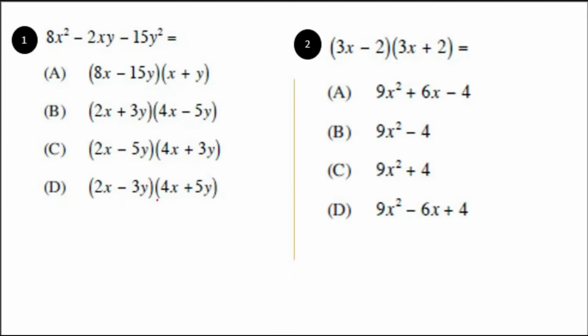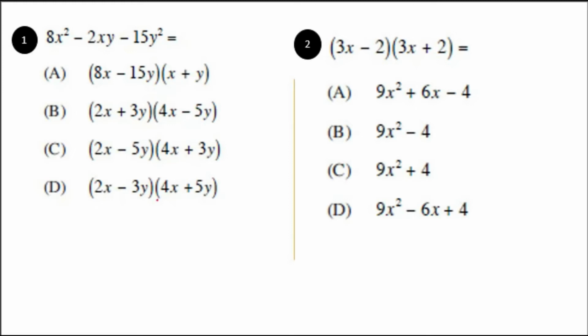Now let us look for the last term, which is the product of the two last terms. This will give us negative 15y squared, likewise this, likewise this, likewise this. So therefore, all of them are possibilities. Now the thing to determine which one of them is the correct one is the middle term.